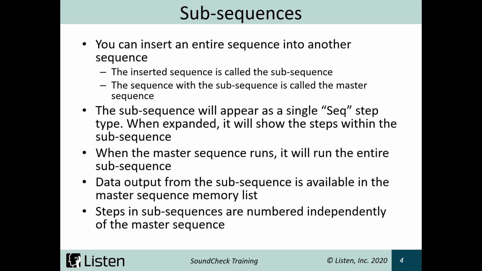All of the data that's output from the subsequence is available in the master sequence's memory list. So if I calculated impedance from my subsequence, I could then take that impedance in my master sequence and run it through different post-processing steps, run it through different analysis steps. All of that data is there and available for me to work with.